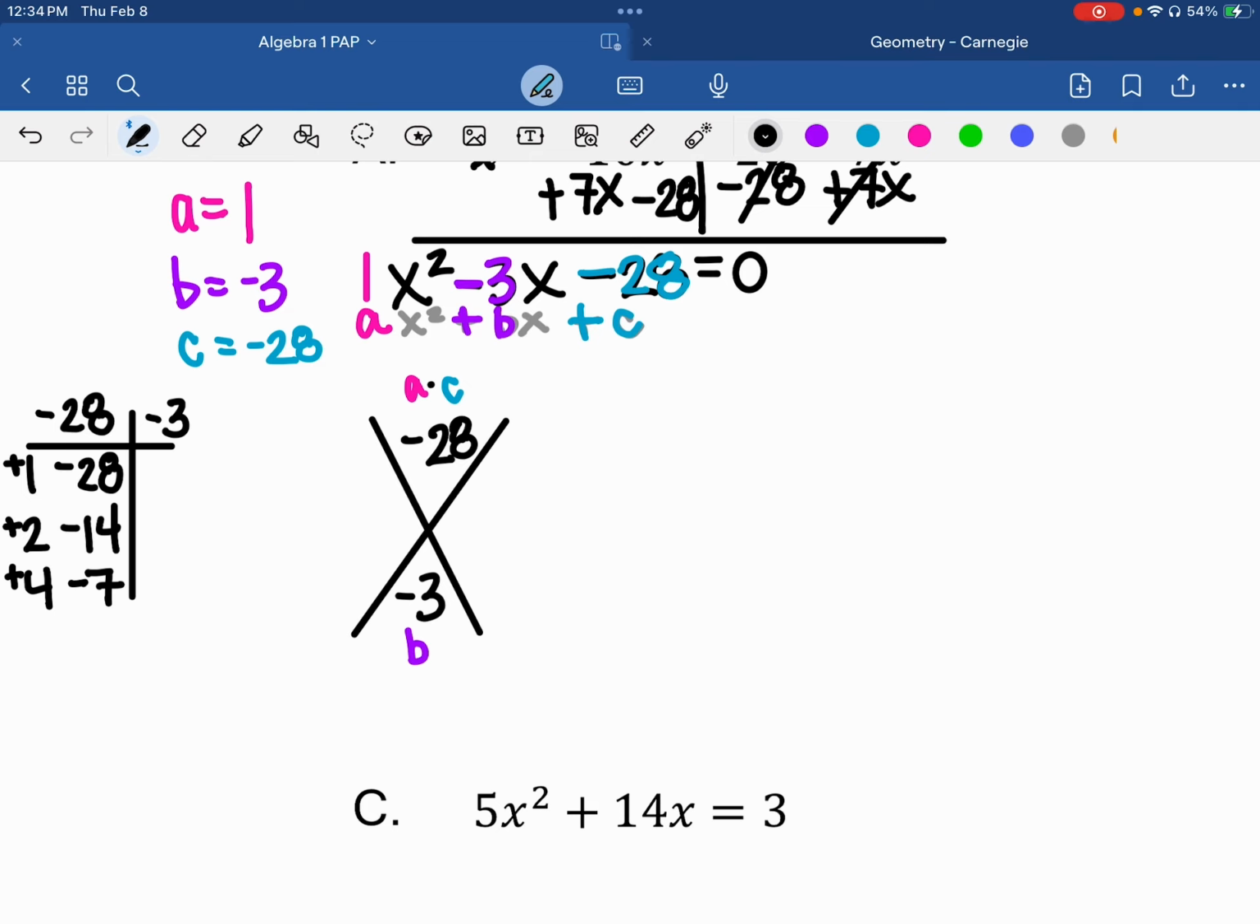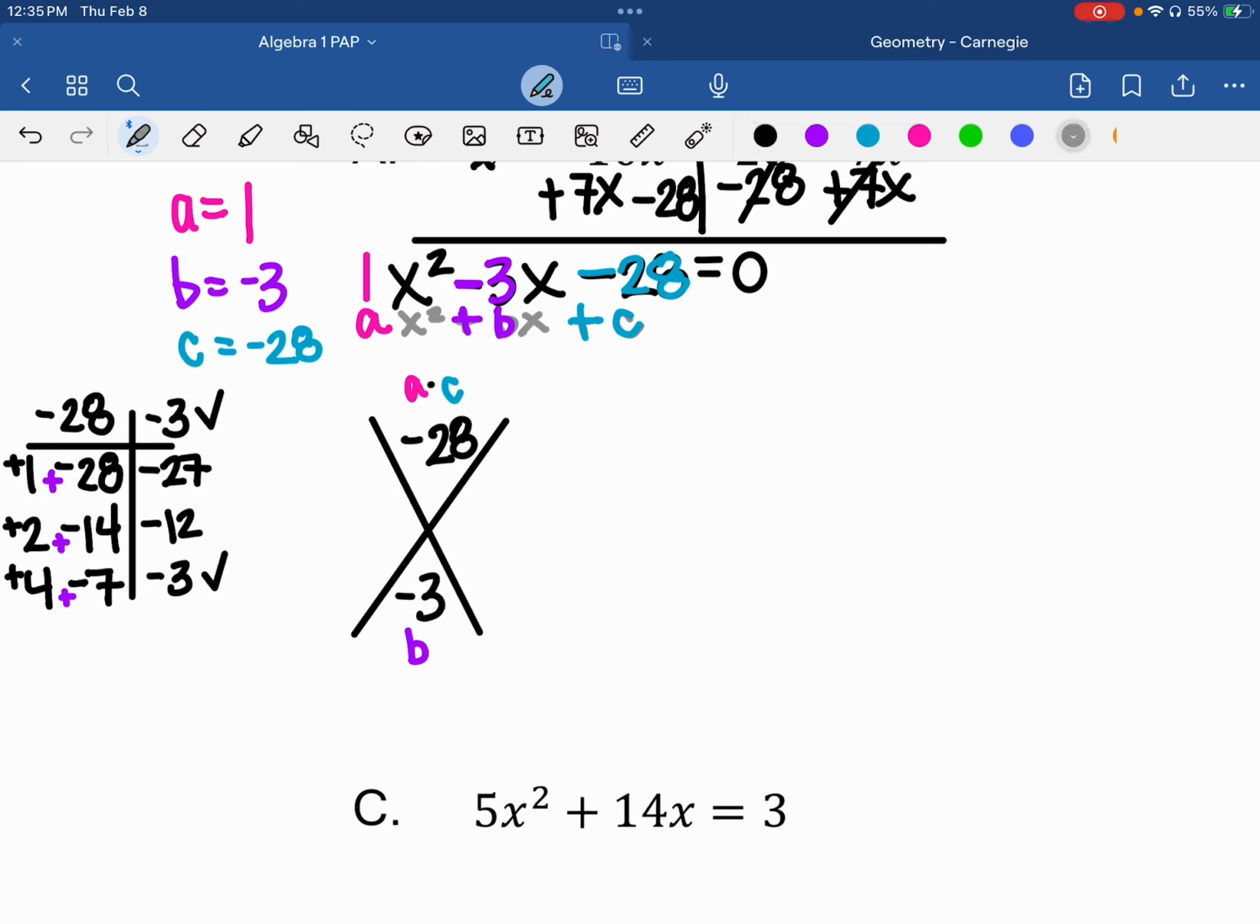All right, now what I'm going to do in this final column, underneath the -3, underneath my B value, is start adding together my factors. I am looking for the factor pair that adds to -3. Well, +1 and -28 are going to give me -27. +2 and -14 are going to give me -12. And the last one, +4 and -7, are going to give me -3. There it is. I want it to match.